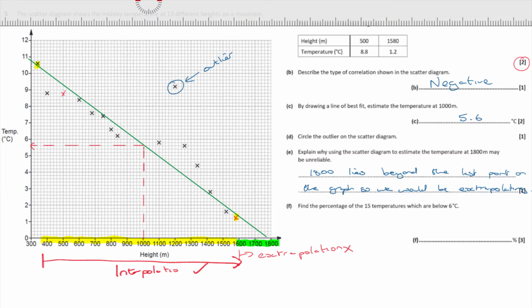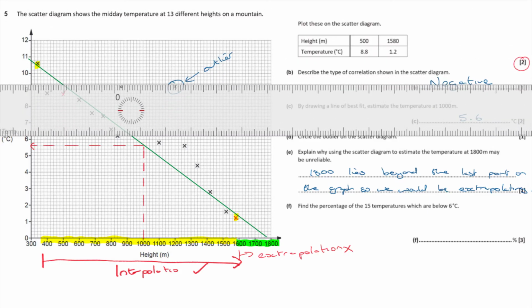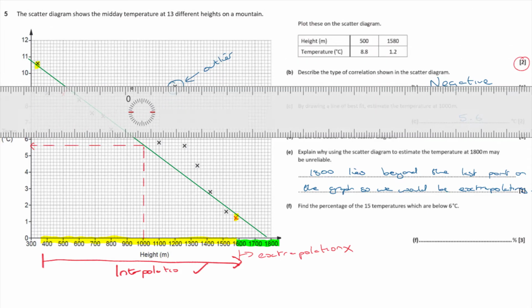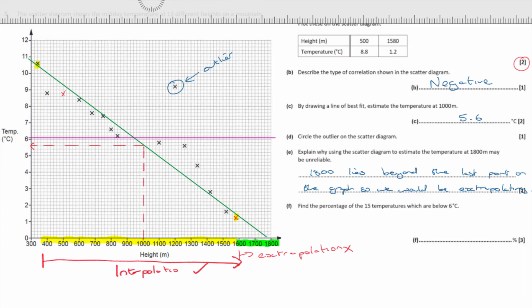Find the percentage of the 15 temperatures which are below 6 degrees centigrade. Well, where is 6 degrees centigrade? It's here. So let's just draw that one. So this is my cut-off line at 6. So which points lie below that? You've got 1, 2, 3, 4, 5, 6 points below 6 degrees.